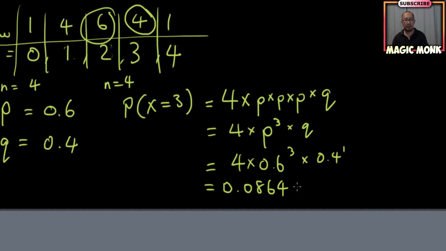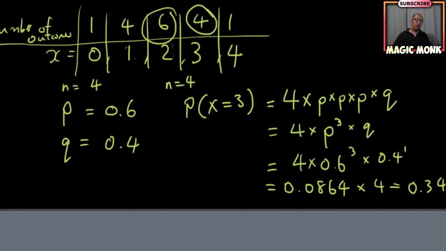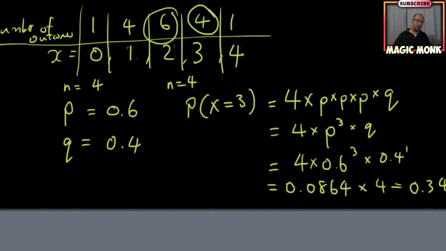Oh, I didn't times by 4, sorry. Times that by 4 and I will get 0.3456. Oh, what a cool number is that. 0.3456 is the probability of getting 3 successes when you run a trial for 4 times.